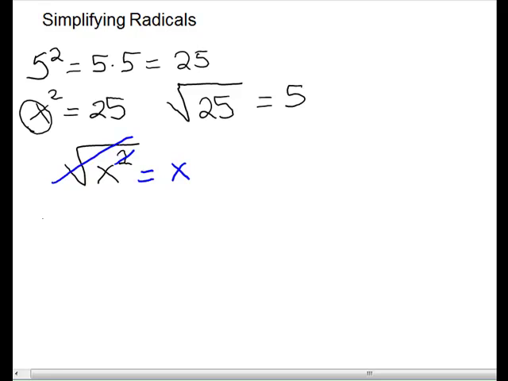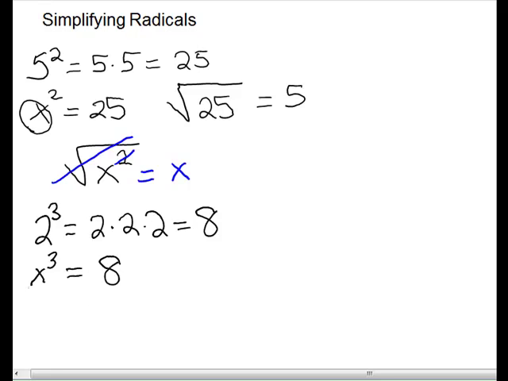If we have 2 to the third, remember that would be 2 times 2 times 2, which would give us 8. And the next question is, there is something to the third. We know the answer is 8. We would like to figure out what this is. So we'd like to go backwards and figure out what the x is. This is a cube root question to reverse something to the third power.